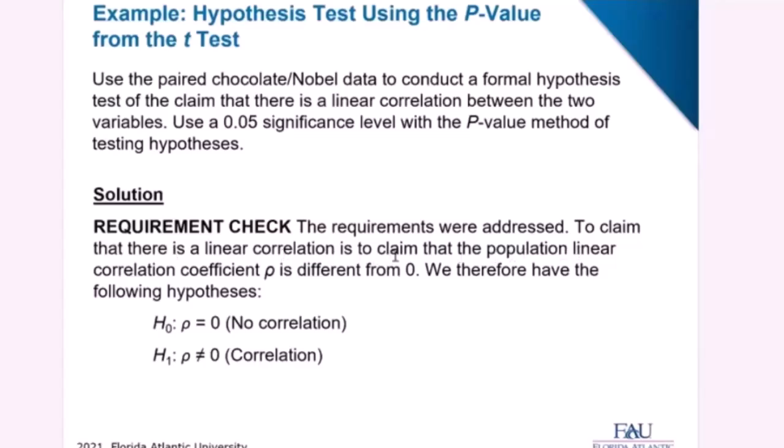Check requirements. The requirements were already addressed. To claim there is a linear correlation is to claim that the population linear correlation coefficient rho is different from 0. We therefore have the following hypotheses. We have our rho equals 0. Remember, our null hypothesis is always the equal 0 one. And for this, we're going to have a two-tail test because we want to know when it's not equal to 0. It could be positive, it could be negative. We already said that it goes from -1 to +1.